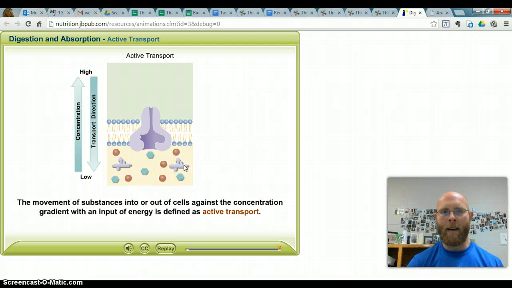Hope this helped you guys. Use it to review, to understand how these things are going to get into our cells and cross cell boundaries so we can use them.